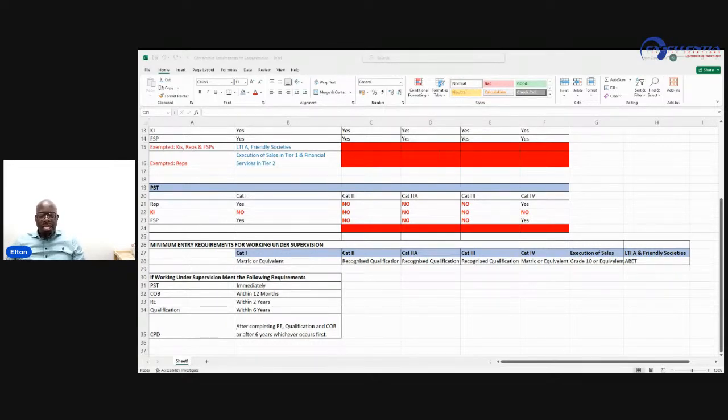So what I've also done here is that I've got a list of minimum entry requirements. So you may be aware of these ones, but I just thought I must compress it nicely here. Your minimum entry requirements here, they apply to different categories when people are being appointed under supervision. So when you appoint reps under supervision, these requirements will actually apply.